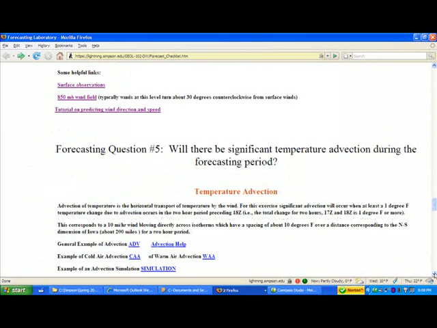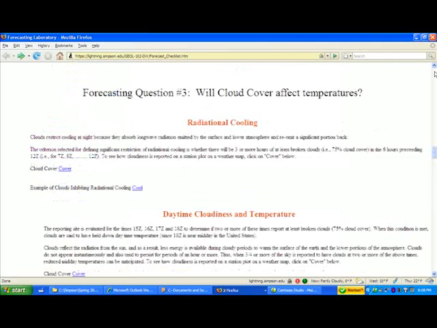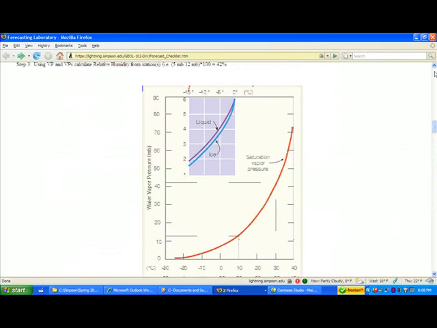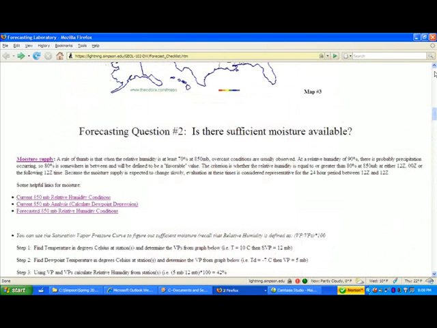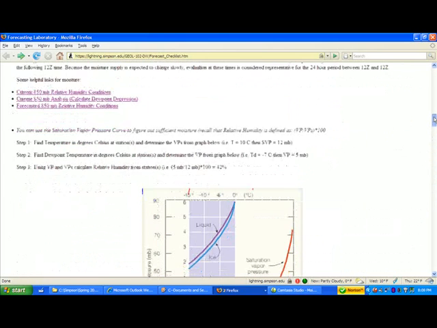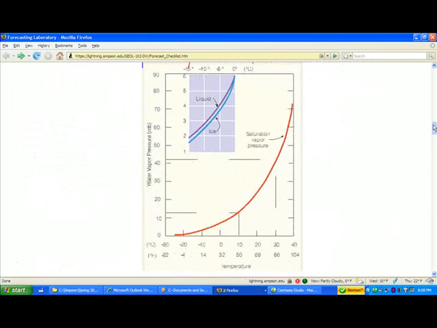Now we will stop here because we'll pick up with temperature advection the next time I have a forecasting module. But today we've covered wind speed and direction. We've talked about clouds. We've also talked about the availability of moisture. Let me just leave you with one example here. And I hope you would use this saturation vapor pressure curve to help you in your prediction of relative humidity.